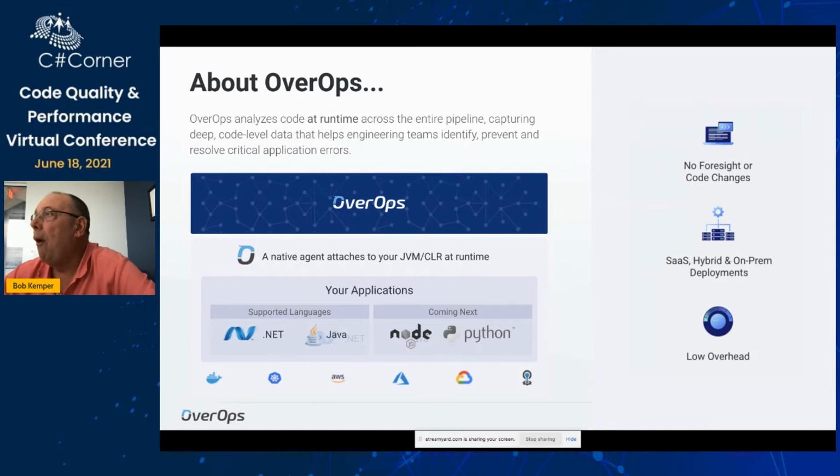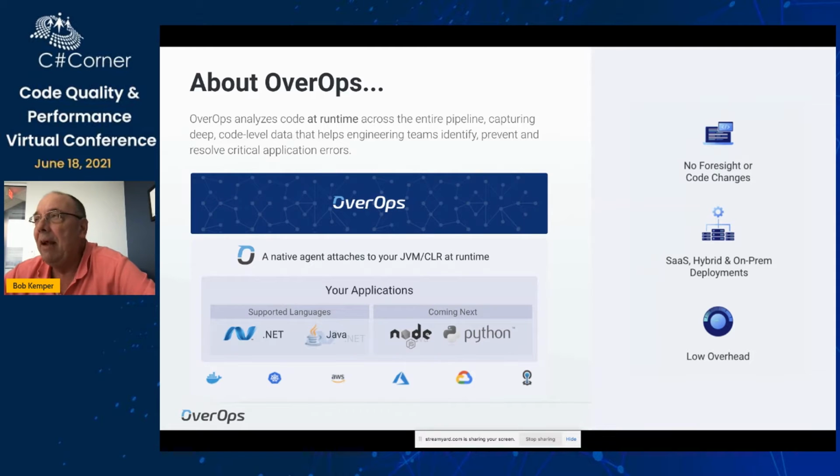So OverOps, our whole business is really driven around, similar to when Praveen was talking about profiling, running under your applications when they run in production. So in .NET, we run directly within the CLR. We analyze the bytecode that happens in the CLR, and we capture any exceptions as they occur.